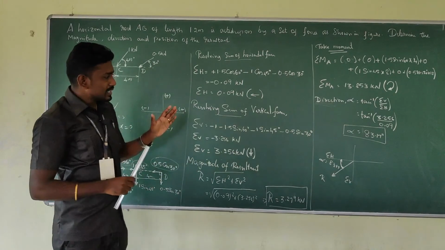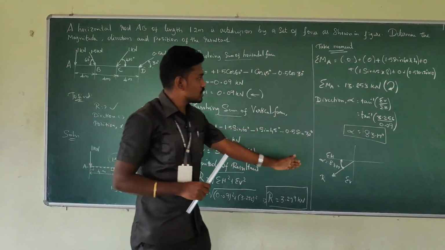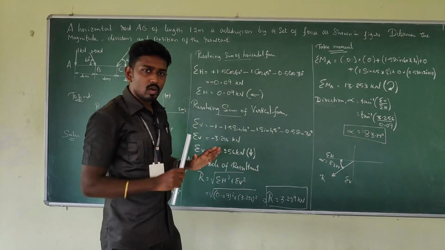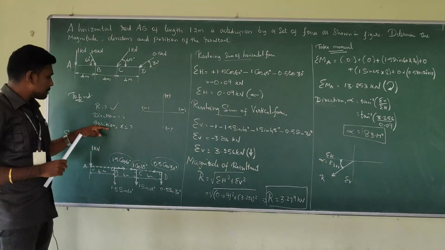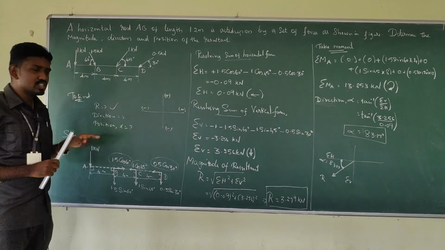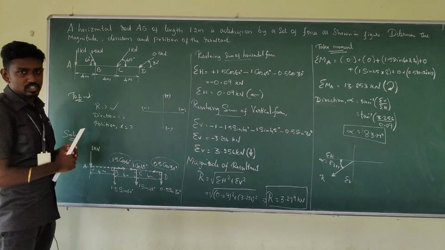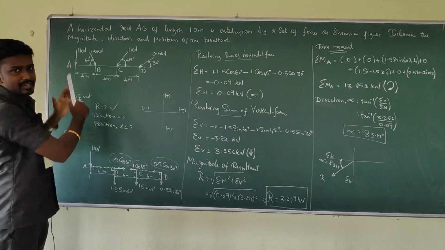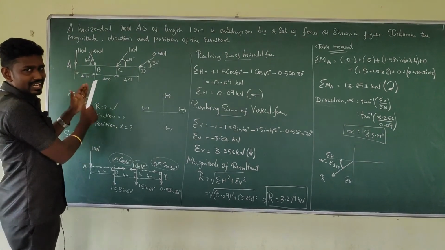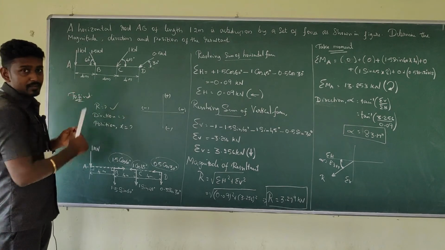Now we got the direction and magnitude of the resultant. All the things we got. Only one thing is remaining: the position, the x distance, how much it is, where it is actually located with respect to A. We got the inclination and magnitude, but we don't know where it acts.